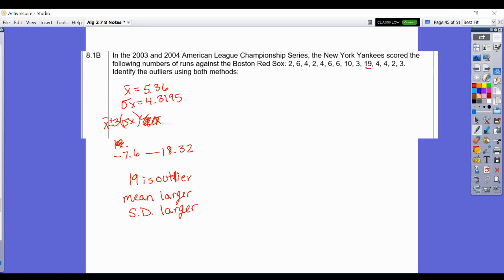All right, let's look at method number 2, the IQR method. First of all, for the IQR method, you have to know your median and your quartile 1 and your quartile 3. So all of those are important. Really mostly just, yeah, you need your median.